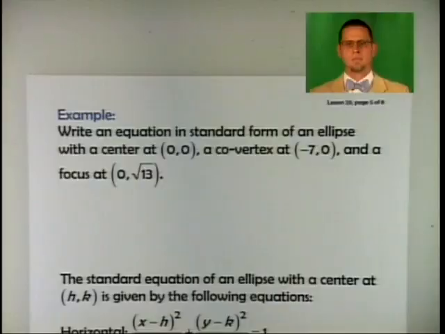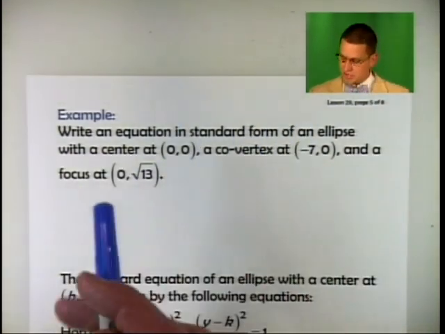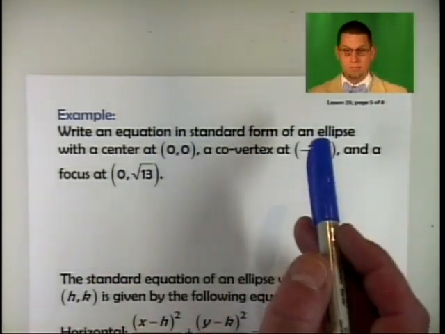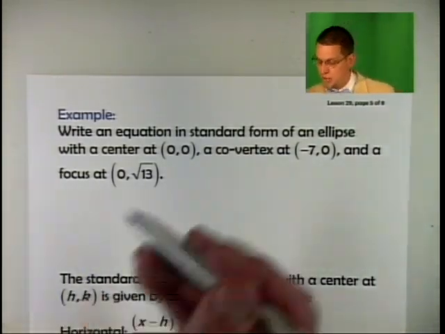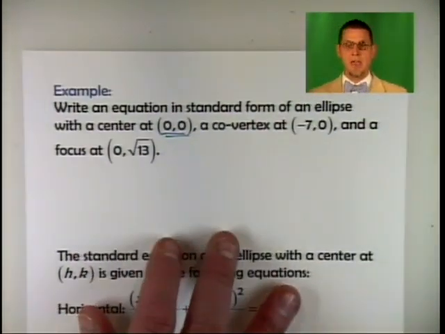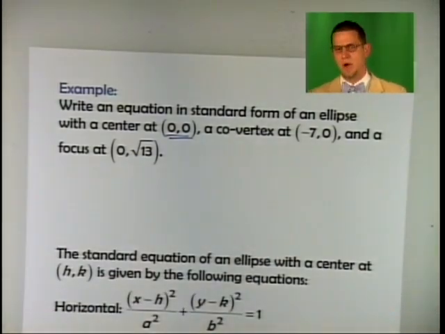Back to math. Another important thing that you're going to have to do beyond graphing ellipses from equations is to write equations of ellipses from specific pieces of information. For instance, write an equation in standard form of an ellipse with the center at 0, 0, a covertex at -7, 0, and a focus at 0, square root of 13.